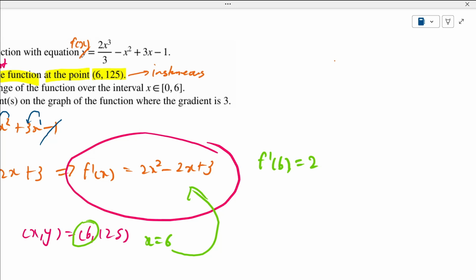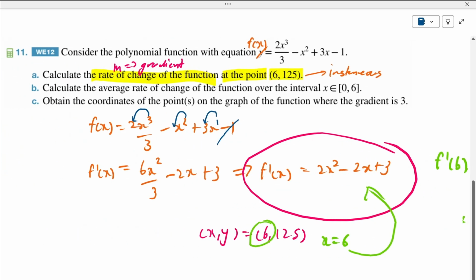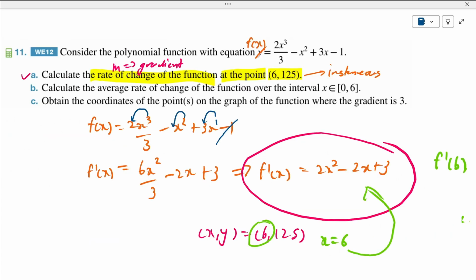It's going to be 2 multiplied by 6 squared minus 2 multiplied by 6 plus 3. That's going to be 72 minus 12 plus 3. Therefore, f dash of 6 is going to be 63. So voila, that is going to be our rate of change at the point 6, 125. Okay, great. So we've done part A. Now let's do part B.